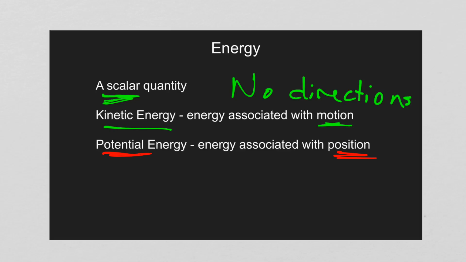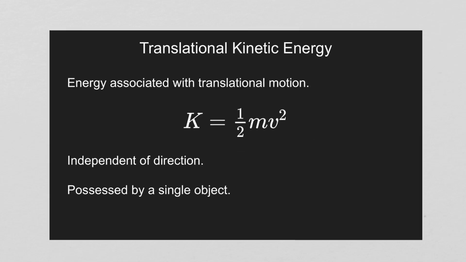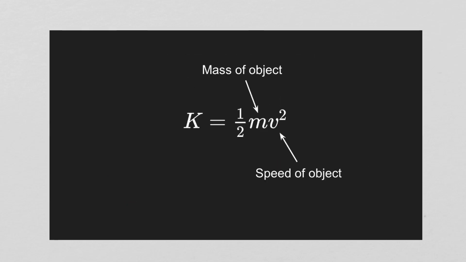Let's define some types. First, we're going to look at translational kinetic energy. This is just the ball moving around. It is independent of direction. It doesn't matter if it's going to the right or to the left. Since it's squared here, it's always going to be the same. And it is possessed by a single object, where m is the mass of the object and v is the speed.